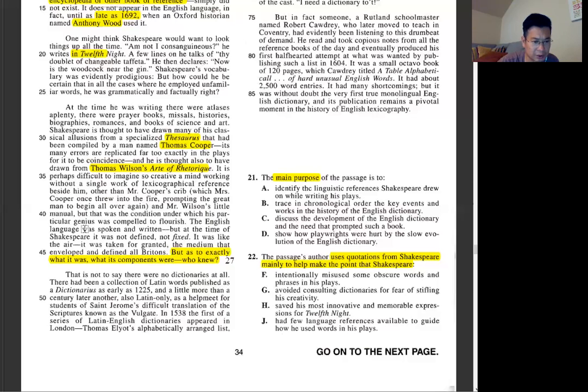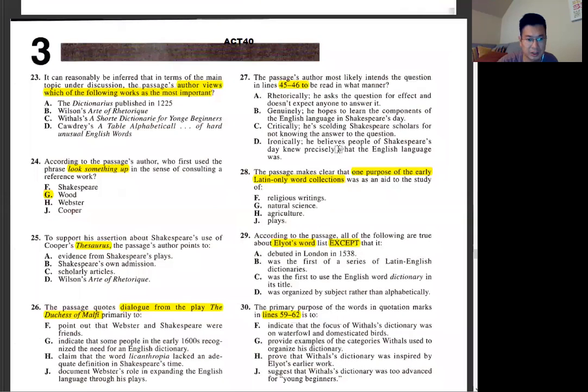The English language was spoken and written by the time of Shakespeare, but it was not defined, not fixed. It was like the air, granted, the medium that enveloped and defined all Britons. But as to exactly what it was, what its components were, who knew? So 27. At the time, nobody knew the exact thing. And then "who knew" means, in this case, it's just rhetorical. It's not a question asking for a specific answer. It's just like, who knew?